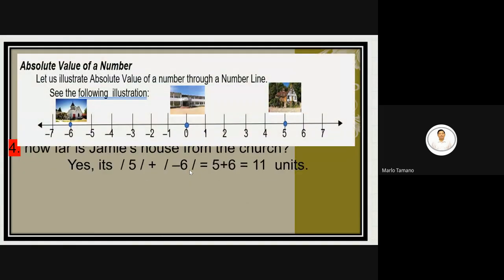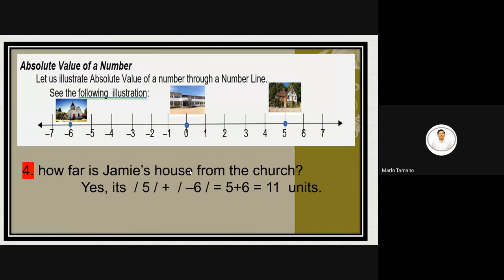How far is Jamie's house from the church? It's 5, so you can see. From 0 to positive 5, that is the absolute value of 5, plus from 0 to negative 6, wherein you can see the church at negative 6, the absolute value of negative 6. If this is the case, all you have to do is get its absolute value.